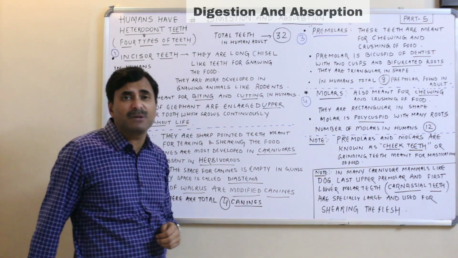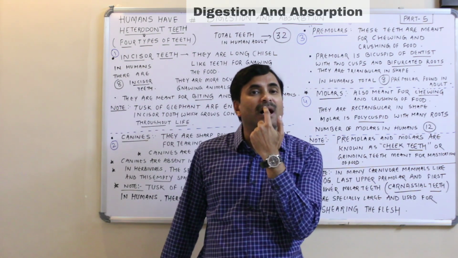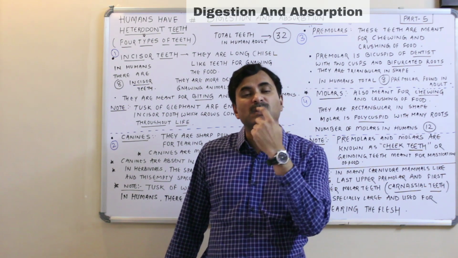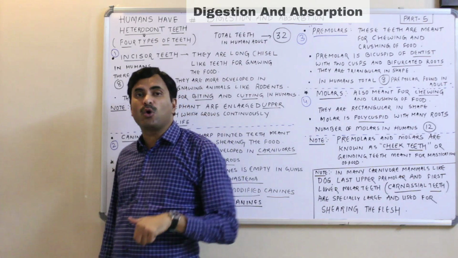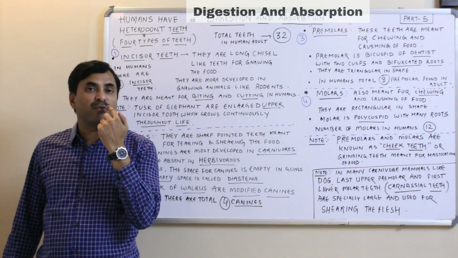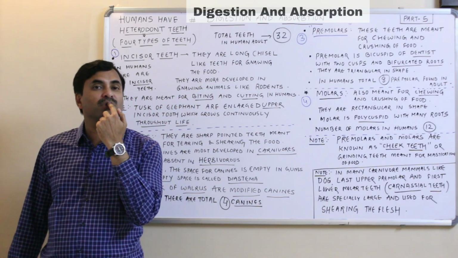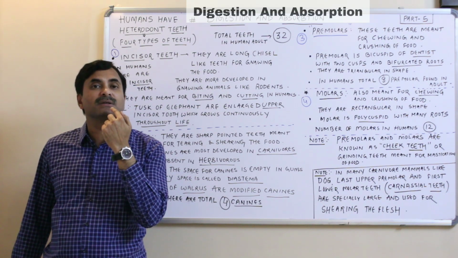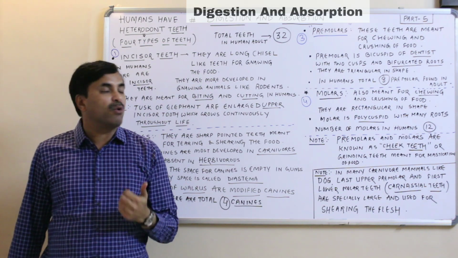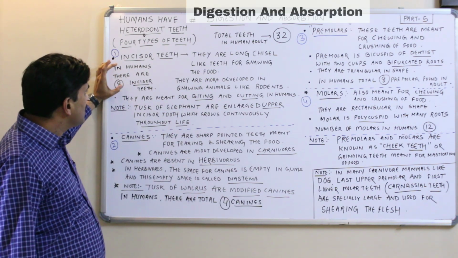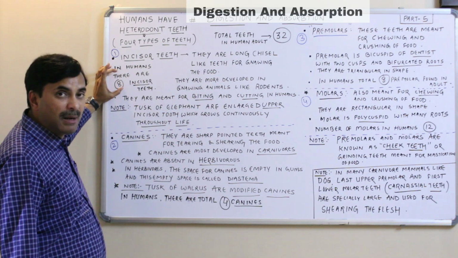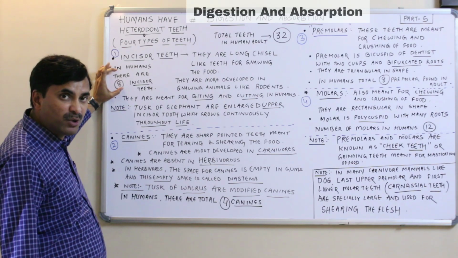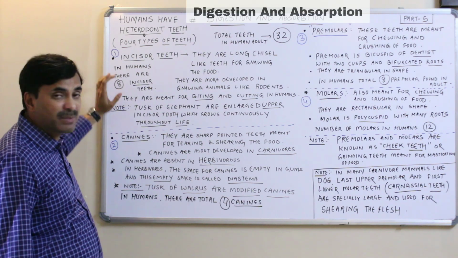If I talk about human beings, then the incisor teeth are the front teeth. If you just notice your upper jaw and the lower jaw, in the front of the upper jaw 4 teeth are present, and in the lower jaw also in the front there are 4 teeth present. So altogether, the upper jaw has 4 incisors, the lower jaw has 4 incisors, total 8 incisors are present.